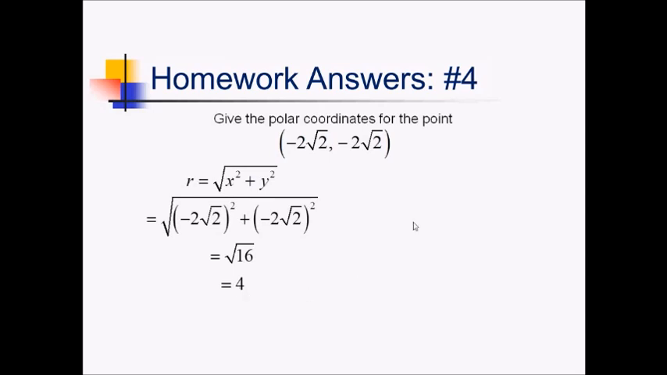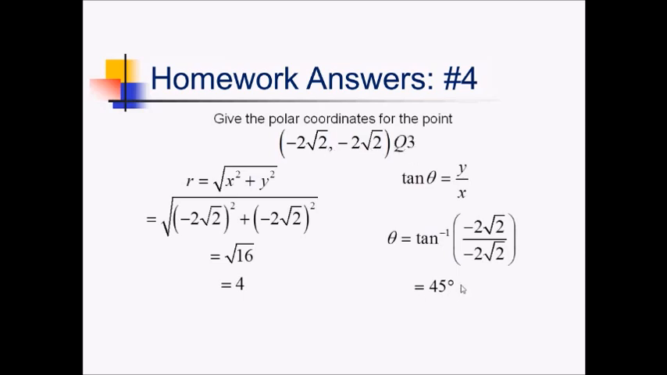Now for the angle, we know tan of theta is y over x. So then the theta is going to be the inverse tan of y over x. Since we're essentially dividing something by itself, this is just the inverse tan of 1, which is 45 degrees. Now the original point here, we have negative x and y, so this original point is actually in quadrant 3.